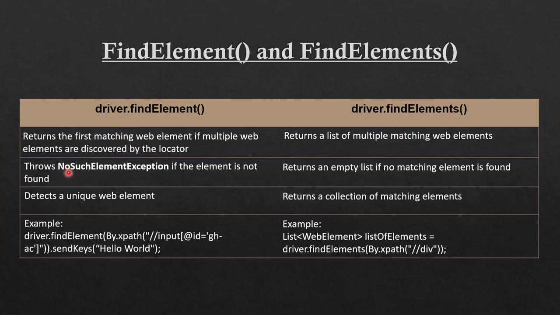In find element, it will throw no such element exception if the element is not found, whereas find elements returns an empty list. It will return the empty list if no element is matching. Find element detects a unique web element, whereas find elements returns a collection of matching elements. We have seen the example also over here. So this is the main difference between find element and find elements.